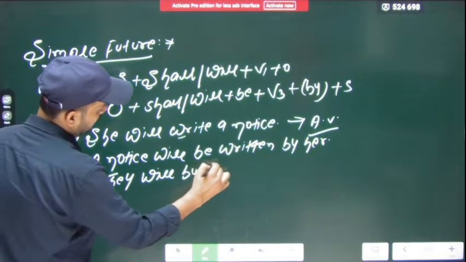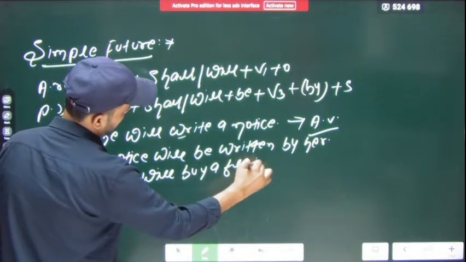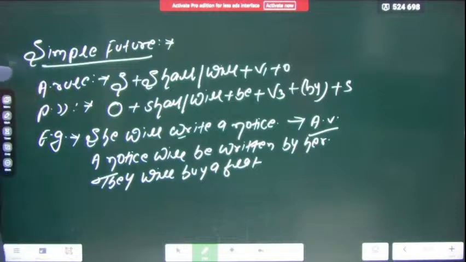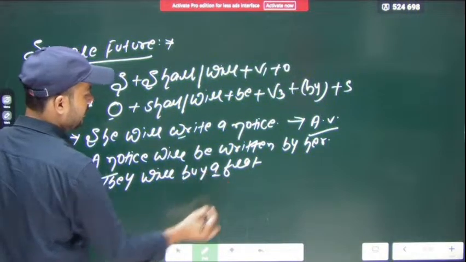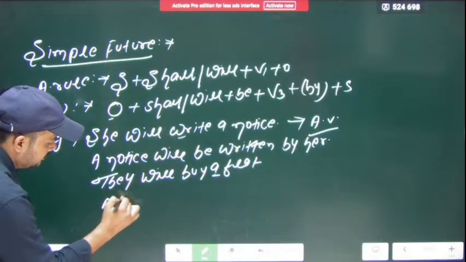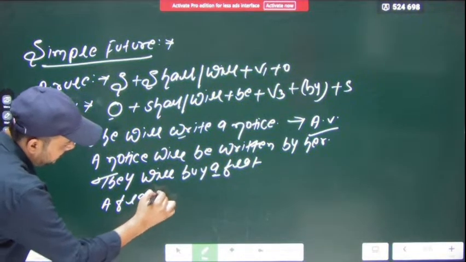They will buy a flat. Okay, now see, if I make the passive, what do I need to take first? Object. What is the object here? A flat. Flat is a noun.